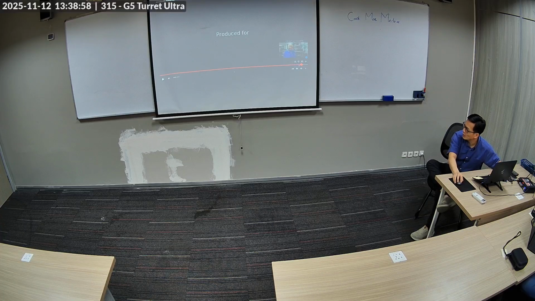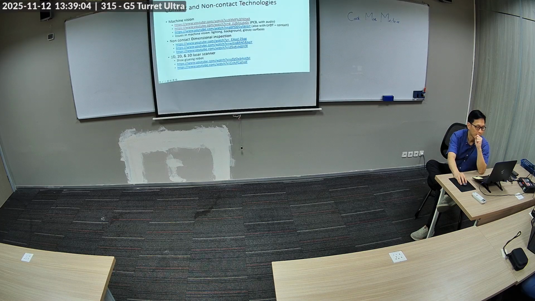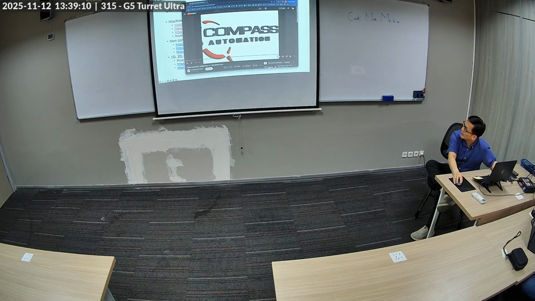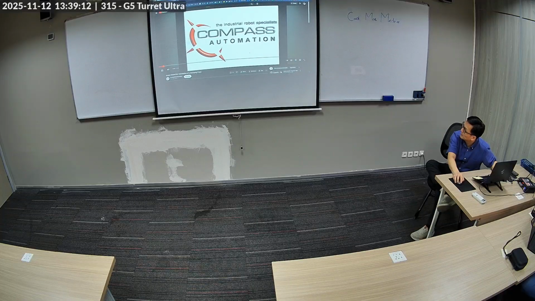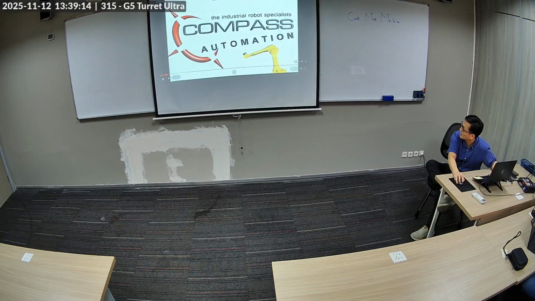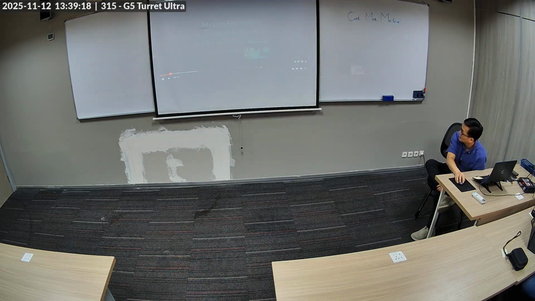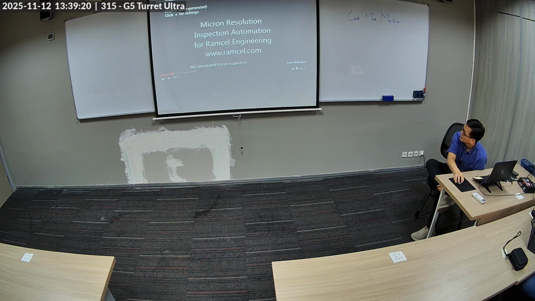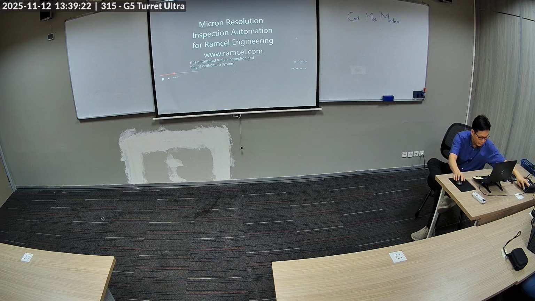All right. So that's visual inspection of a PCB. Let's look at another different method of quality inspection: an inspection height verification system.